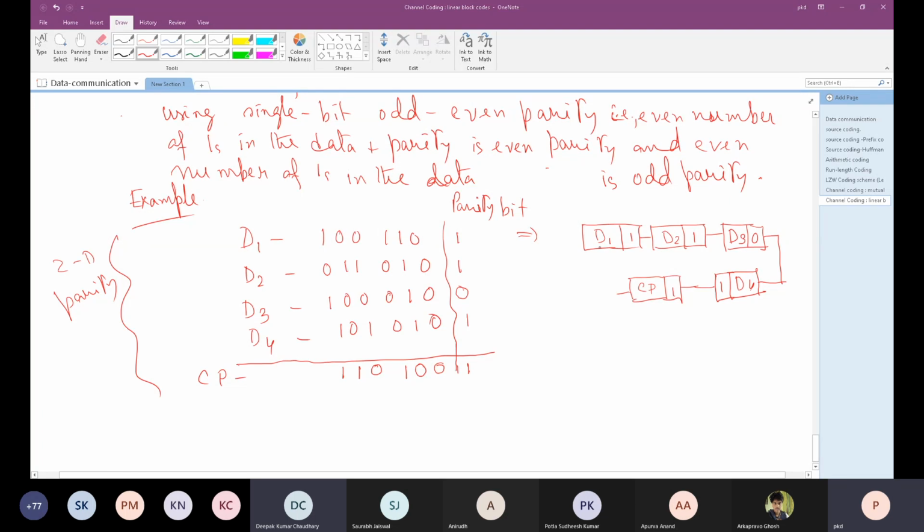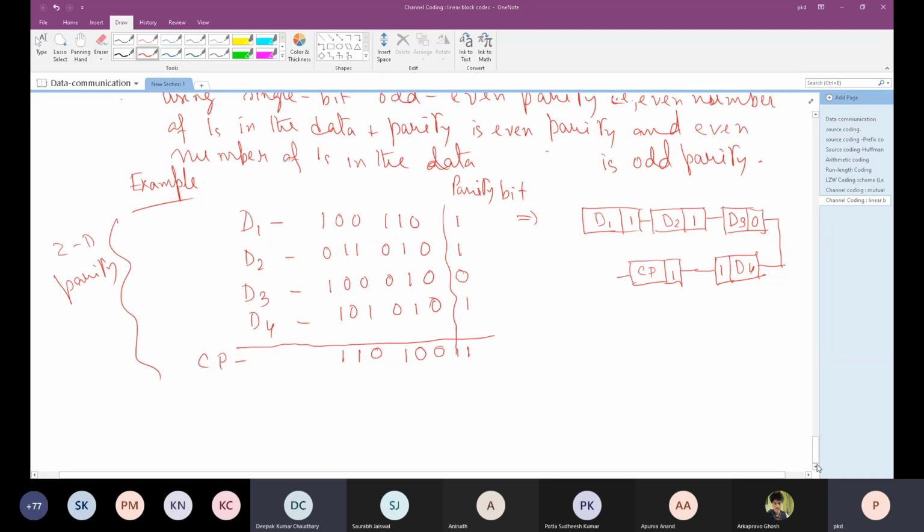So D1 1, D2 1, D3 0, data bit, parity bit, data bit, parity bit, and then D4 1 and then CP 1. Usually for such kinds of communications in earlier days, there used to be a stop bit as well, used as the termination point of the data. However, as you can see, here we can detect the error. Any one transition will change the parity, but we cannot detect two transitions.